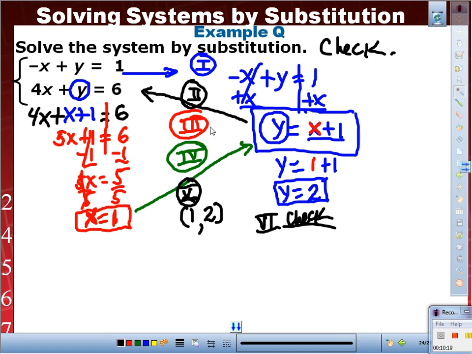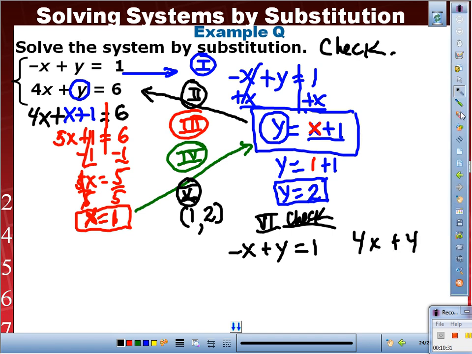Check. Do we know how to check this? Yes, I write my two equations side by side. Negative x plus y equals 1, and 4x plus y equals 6. However, what value do I use for x? And for y? So 1, 2. See how easy that is?